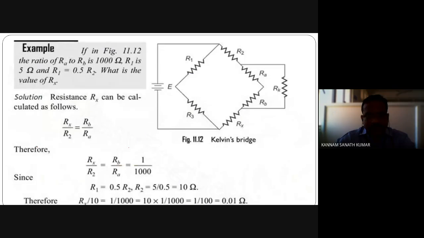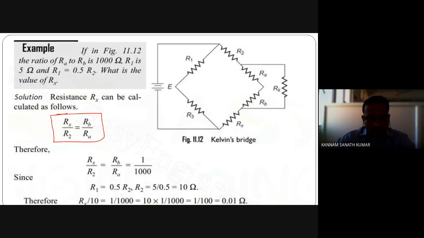So this is one problem. It is given that the ratio of Ra to Rb is 1000, R1 is 5 ohms, and R1 equals 0.5 R2. What is the value of Rx? You have to find the unknown resistance Rx. You can say that Rx by R2 equals Rb by Ra. The resistance of Rx can be calculated using this relation. Ra by Rb is given as 1000, so what is Rb by Ra? Just the reciprocal, so you are getting 1 by 1000.